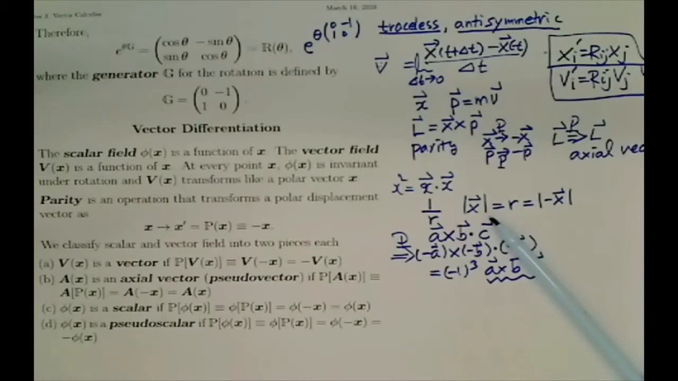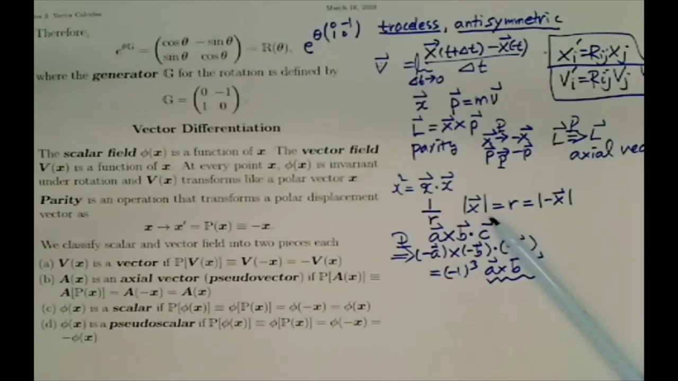The last one is the pseudoscalar. A pseudoscalar is invariant under rotation just like a scalar. However, if we flip the sign of the coordinates, it does flip its sign, unlike the normal scalar. Suppose that we construct a scalar object such as A cross B dot C.